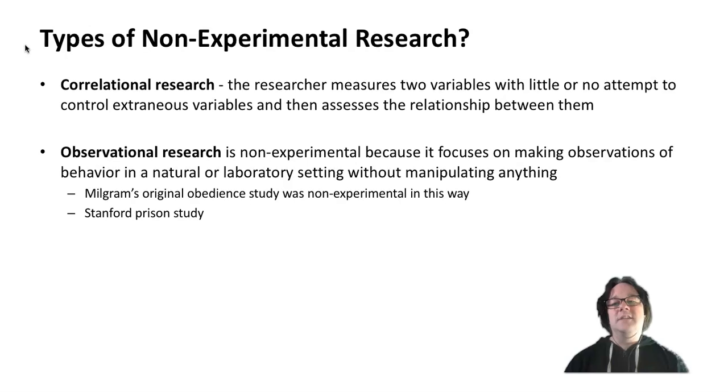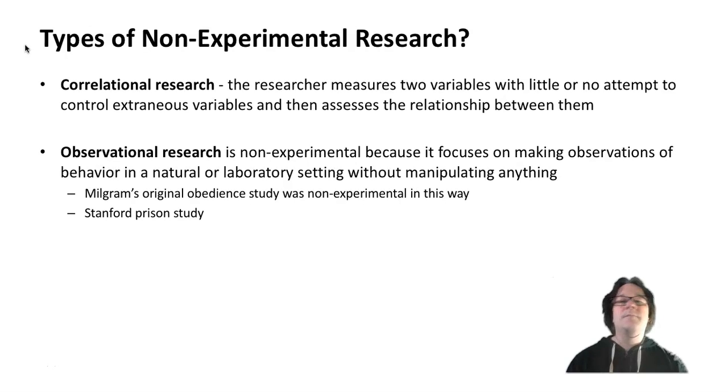The first method listed here, we've already talked about, correlational research. So when we talk about correlational research, the researcher measures two variables with little or no attempt to control for extraneous variables, and the researcher then assesses the relationship between these two variables. So correlational research is taking a look at whether a relationship exists between two variables, and then the strength of that relationship, and also the direction of that relationship.